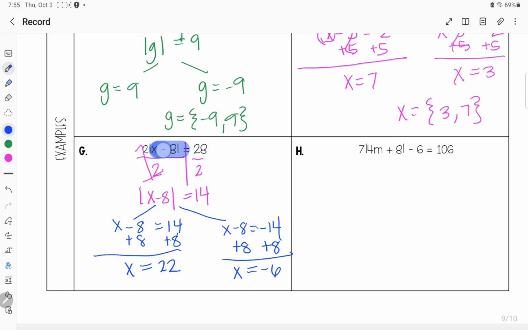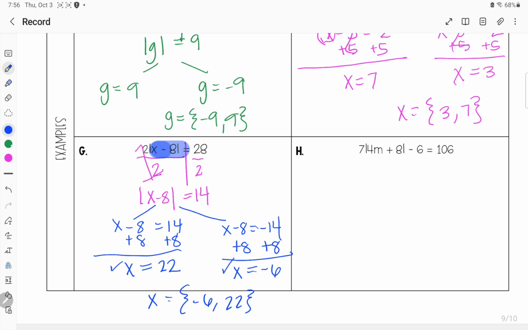So let's try this. If I put this in, 22 minus 8 would give me 14. The absolute value of 14 is 14, and 14 times 2 is 28. So that one works. Now let's plug this one in. I said that x equals negative 6. If I put negative 6 in here, negative 6 minus 8 gives me a negative 14. But I want the absolute value of negative 14, which is positive 14, and 14 times 2 is still 28. So that one also works. So our solution set would be x equals, starting from smallest to biggest, negative 6, 22.